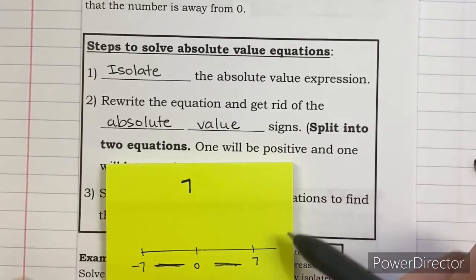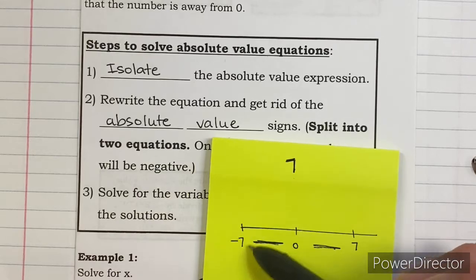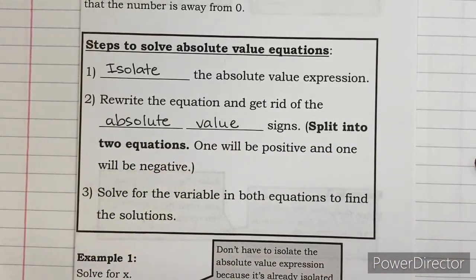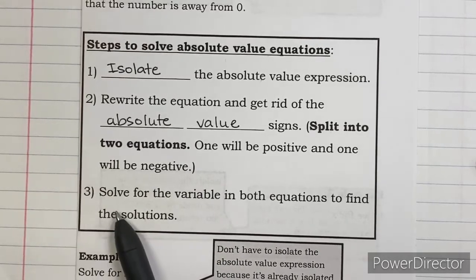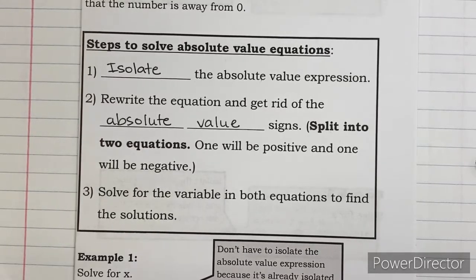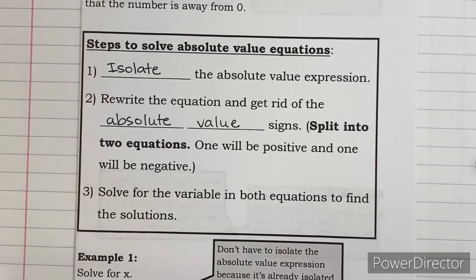And when it says one will be positive, that's the positive number that you could get. The other one's going to be the negative number that you can get. This is what I'm talking about. So when you address both of those, that's when you're able to take away the absolute value signs. And then step 3 just says solve for the variable in both equations to find the solutions. So step 3 is simple. We've already been working on solving equations. So when you get to step 3, that shouldn't be the new part. The new part is parts 1 and 2.